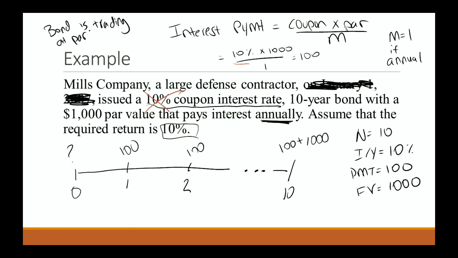One quick way to look at this is to see that the coupon rate is equal to the current market rate or the required return. The 10%, they're both equal to each other. So that way you would know instantaneously without working the problem that this bond is trading at par.